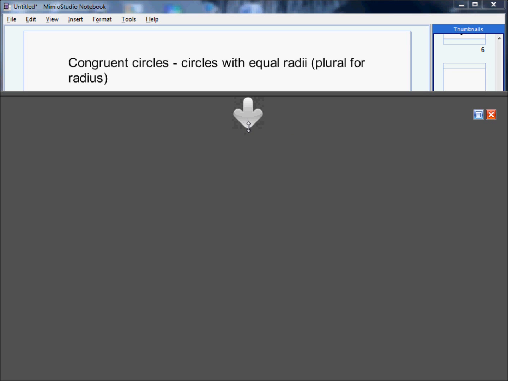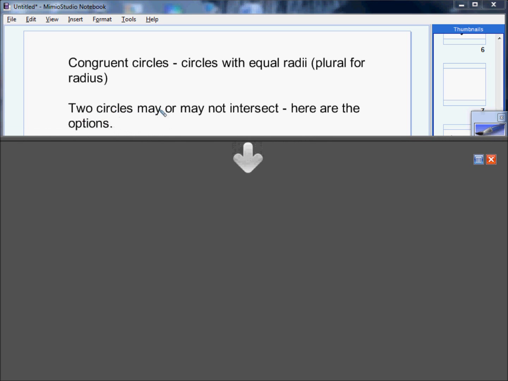Okay, circles. If you draw two circles, either they're not going to intersect, or they're going to intersect in one point, or they're going to intersect in two points. If you draw two distinct circles, they will either intersect in no points, one point, or two points. So we need to explore that a little bit.